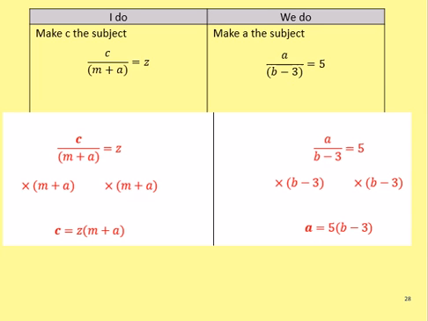So, A divided by B take away 3 equals 5. Well, A is being divided by B take away 3, so you're going to multiply both sides by B take away 3. A equals 5 times B take away 3. Well done if you got that right.